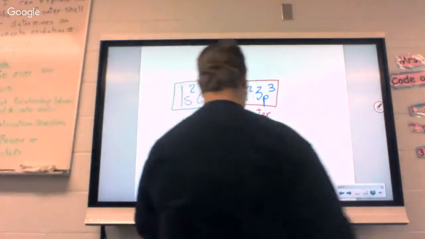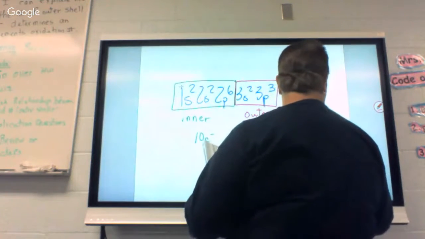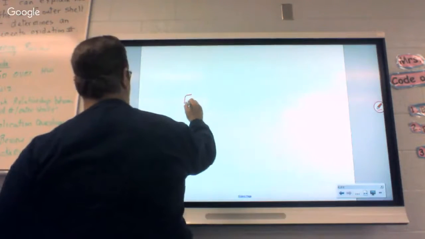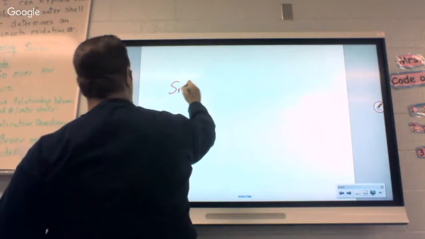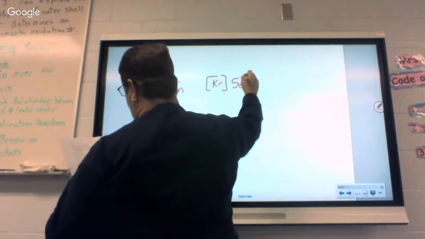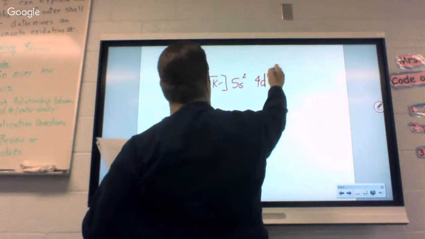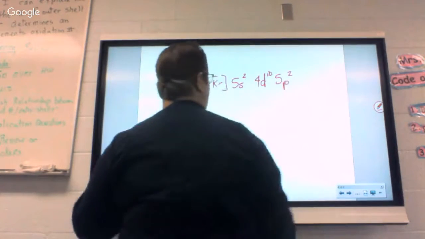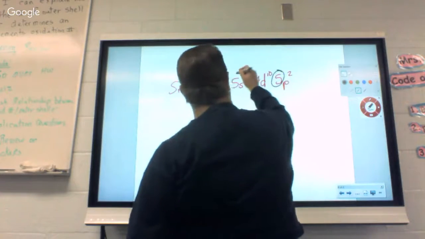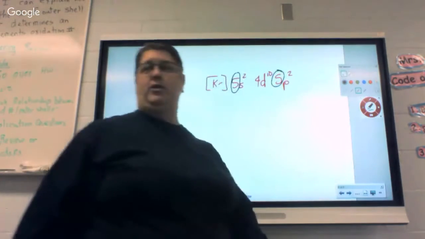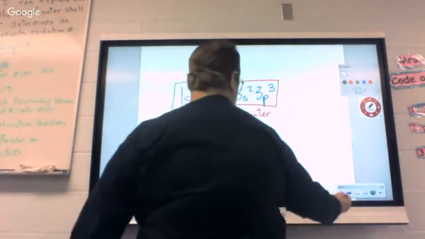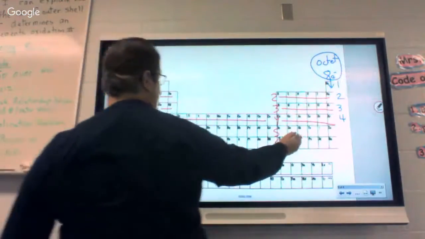All right, number 9, what's the highest occupied energy level in Sn? Now, we can do this 2 ways. A lot of people like to write the configuration for Sn. All right, Sn has Kr in brackets, 5s2, 4d10, 5p2. What's the highest energy level? That's the way most people choose to do it. Write the configuration and then look at it that way. I'm lazy. What's the highest energy level? Sn is right here.